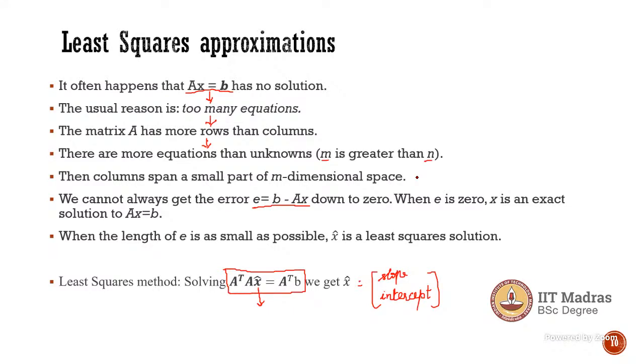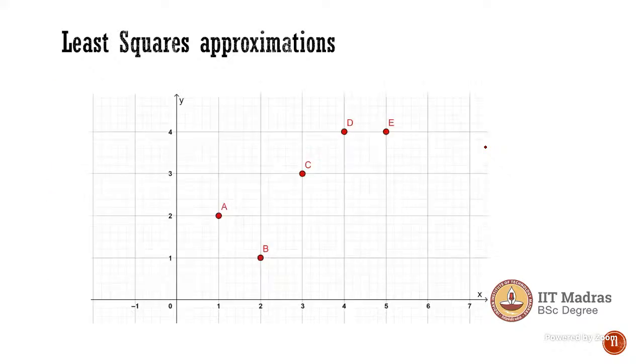So, for example, consider one simple least square approximation. Here you consider this X and Y coordinate system, where X is your independent variable and Y is your dependent variable.